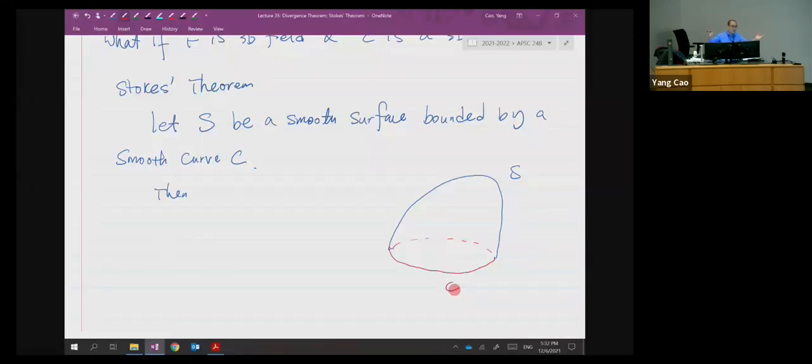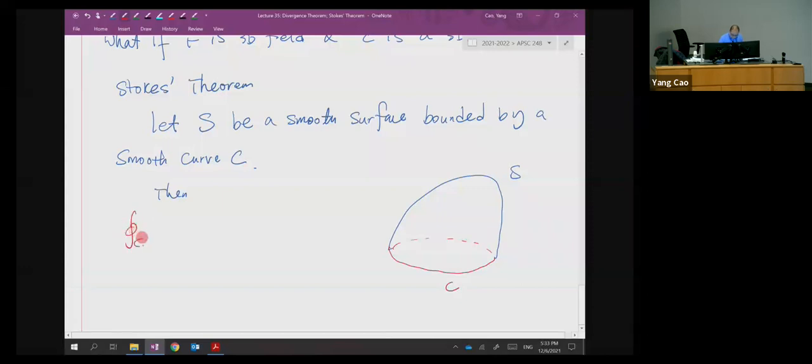No, basically if it's a closed surface, the boundary disappears. There's no boundary. So my point is, in this case we're dealing with an open surface that has a boundary curve C. This is what's given here. Then here is Stokes' theorem.